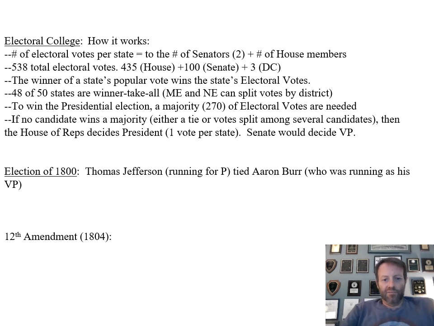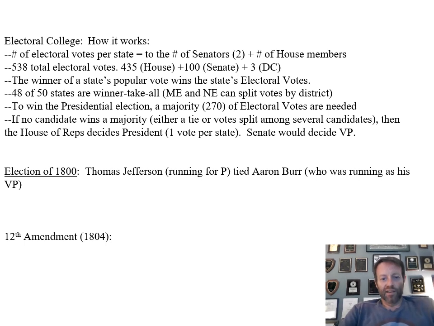You remember, running through these bullets, that the number of electoral votes per state is equal to the number of senators plus House members, so the minimum you can have as a state is 3. There are 538 total electoral votes, and there is the formula. The reason we go vote at the polls is that whichever candidate gets the most popular votes in the state's election gets all of the electoral votes from that state, at least the party does, in 48 of 50 states.